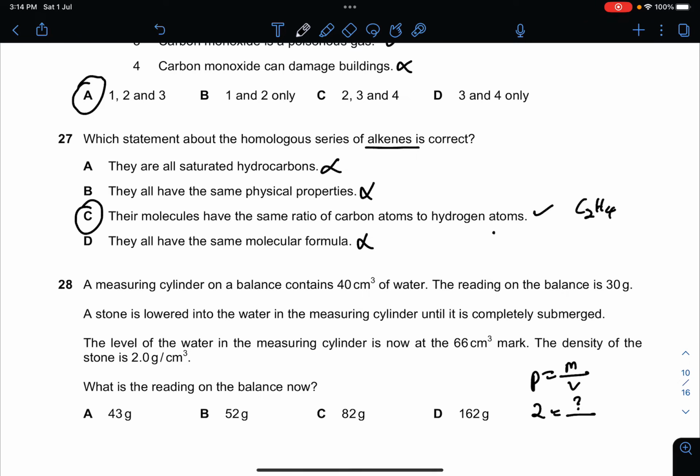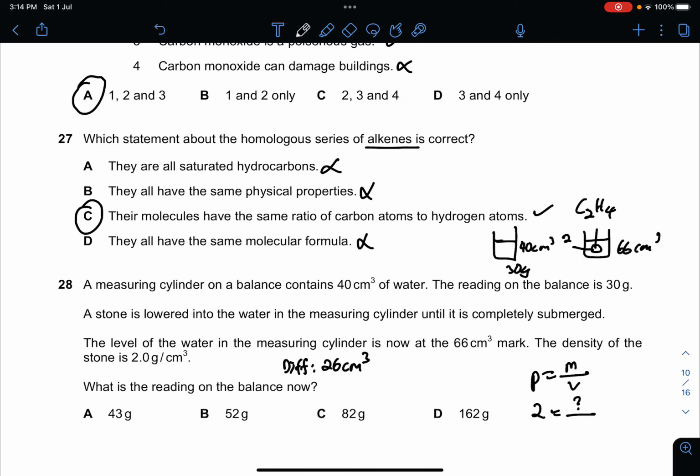Okay, we draw this better. Initially this is about 40 cm³ at 30 grams. Now when I lowered the stone inside, this measuring cylinder has a 66 cm³ mark and the stone density is 2 g/cm³. So there is a difference of 26 cm³. Okay, so the density of the stone is 2 g/cm³. What is the reading on the balance now?